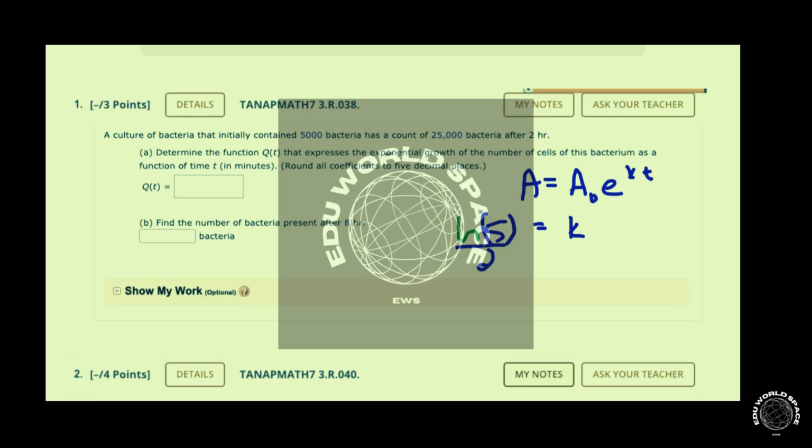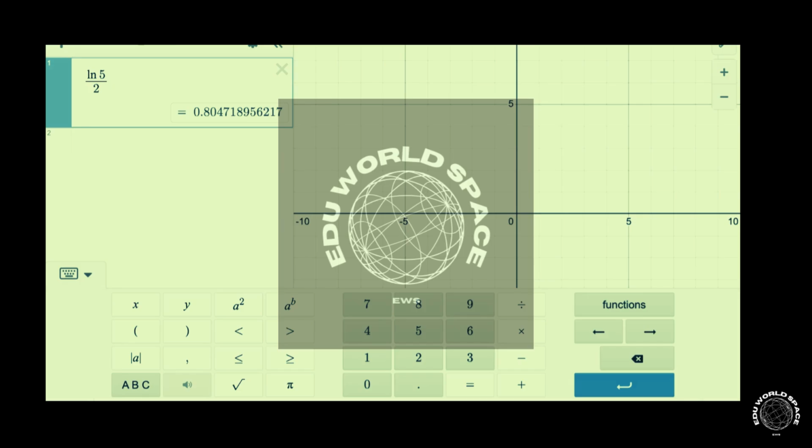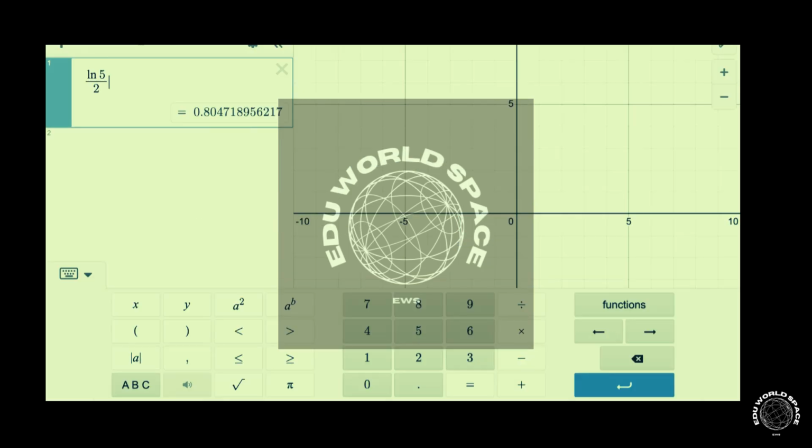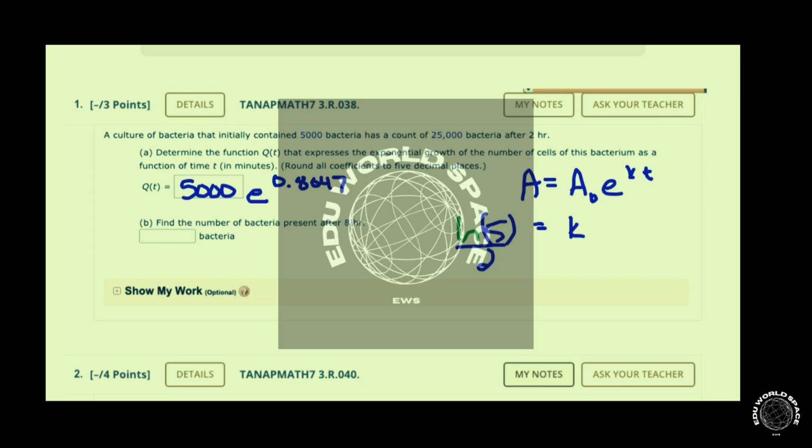So our function will be the initial 5,000 times e to the 0.8047 to 5 decimal places t.